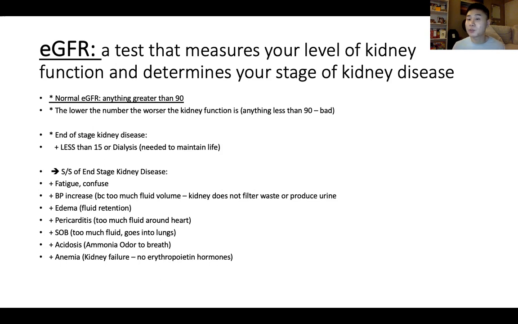Acidosis is indicated by an ammonia odor to the breath. Acidosis is because the waste product is building up in the body. The urea is very acidic. Therefore, it leads to a state of metabolic acidosis. And whenever the kidney doesn't work, we know that the kidney produces the buffer called bicarbonate, HCO3. So if the kidney doesn't work, it doesn't produce bicarbonate. And without bicarbonate, there's no buffer. Therefore, the acidic level just keeps rising and rising. So the patient will be in a metabolic acidosis state. Lastly is anemia. Someone in end-stage kidney disease can have anemia because a bad kidney will not produce erythropoietin. And without erythropoietin, there is no stimulation for the bone marrow to produce red blood cells.